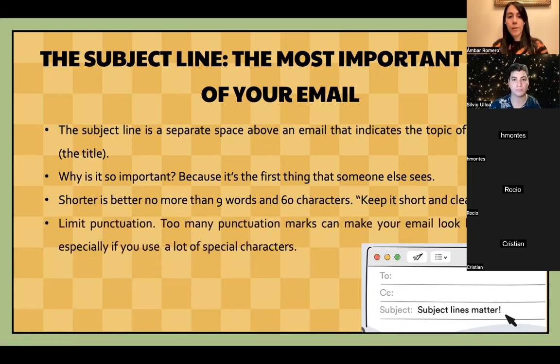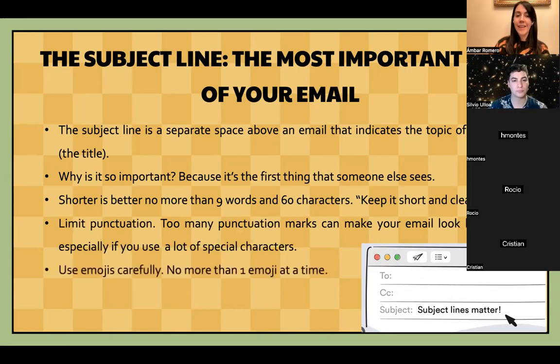Sorry, punctuation. Oh, okay. Limit punctuation. Too many punctuation marks can make your email look like spam, especially if you use a lot of special characters. Exactly, a lot of special characters. I think this is the penultimate or the last one, and emojis.